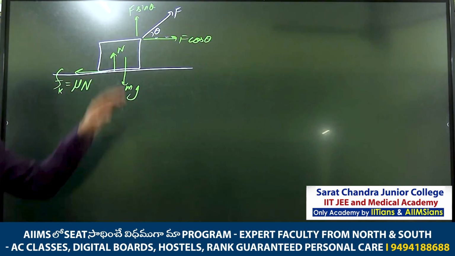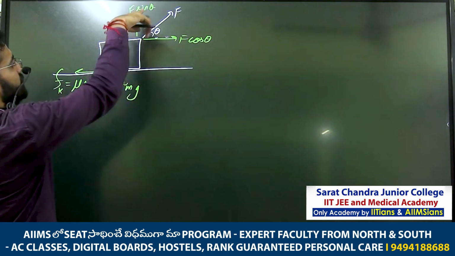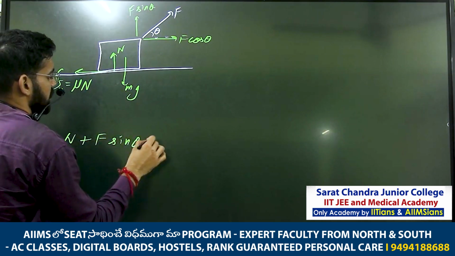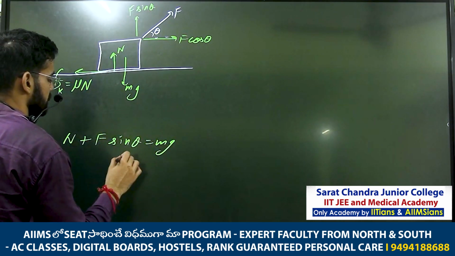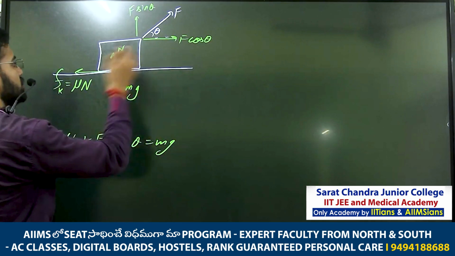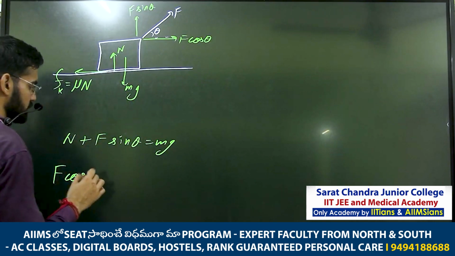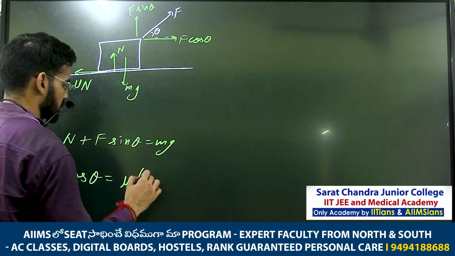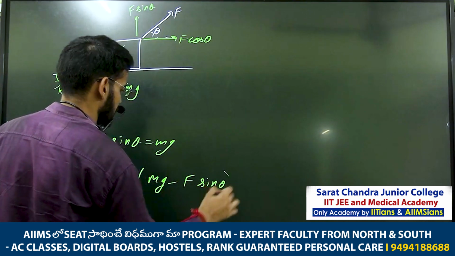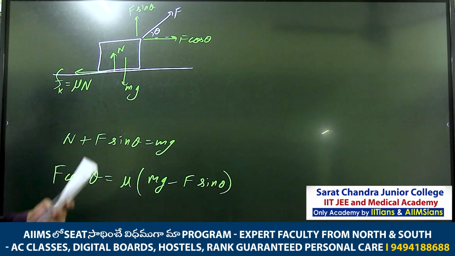So first get the normal in vertical direction. Upward force normal plus F sin theta, downward mg. So N plus F sin theta is mg. So normal came mg minus F sin theta. Here in horizontal, these forces should balance, right? So F cos theta should balance mu into normal. Normal is mg minus F sin theta. Understand? Okay.